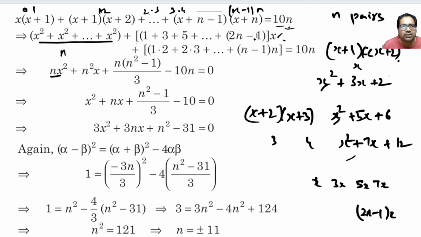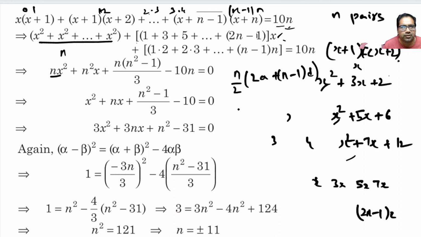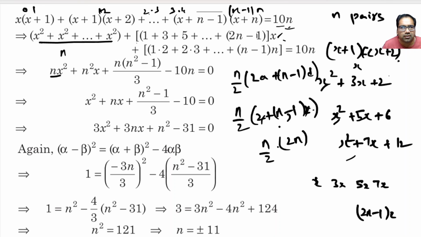We already know that odd numbers are in arithmetic progression. The first one is 1 and the common difference is 2. There are n odd numbers, so the sum is n by 2 into 2a plus n minus 1 into d. This is the formula for the sum of an arithmetic progression. So n by 2 into 2a, the first odd number is 1, so 2, plus n minus 1 into the common difference d, which is 2. Then this becomes n by 2 times 2n, since the 2 and 2 cancel. This and this cancel, and we are left with n square. So the sum of the first n odd numbers is n square.